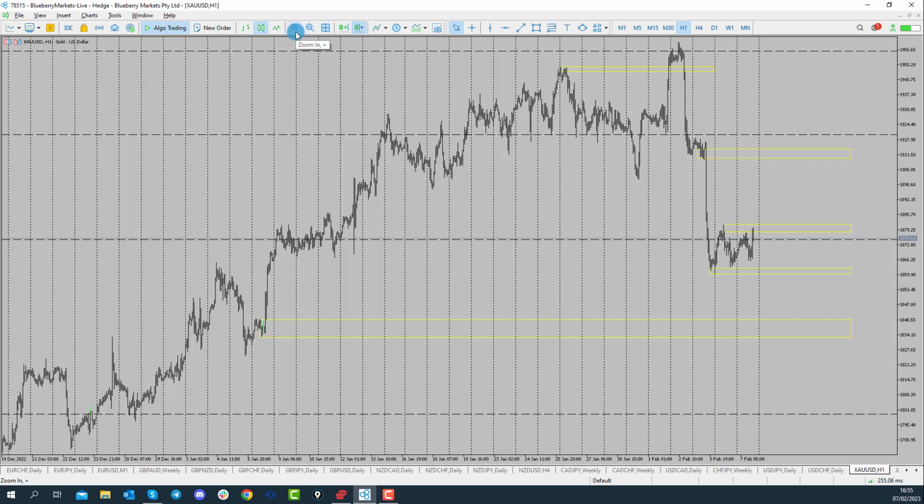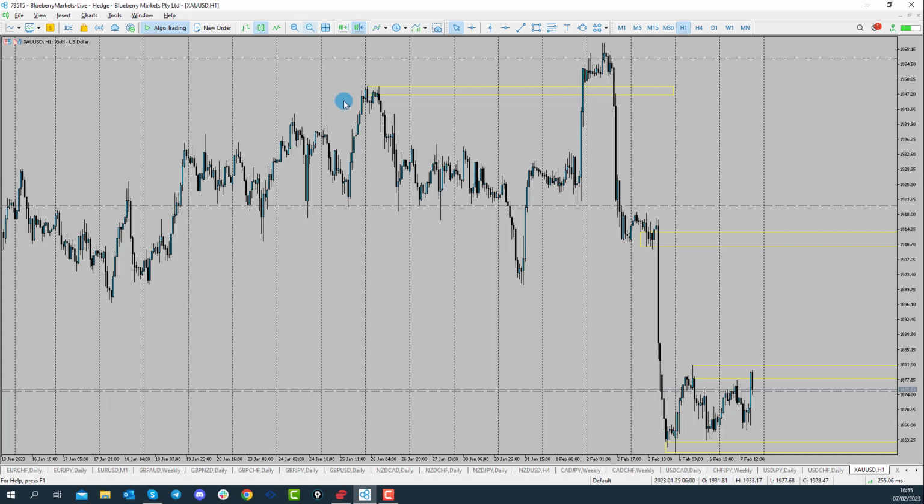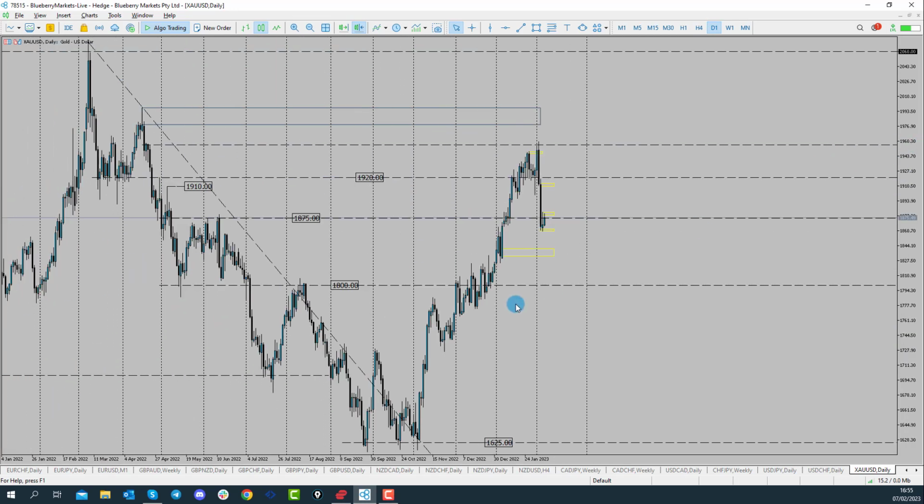If you don't have opportunities to trade the 15-minute time frame, that is not a problem. You can look to trade the hourly time frame. You could even trade the 4-hour time frame, or like I showed you already, you can even trade the daily time frame, seeing those support and resistance levels as well.